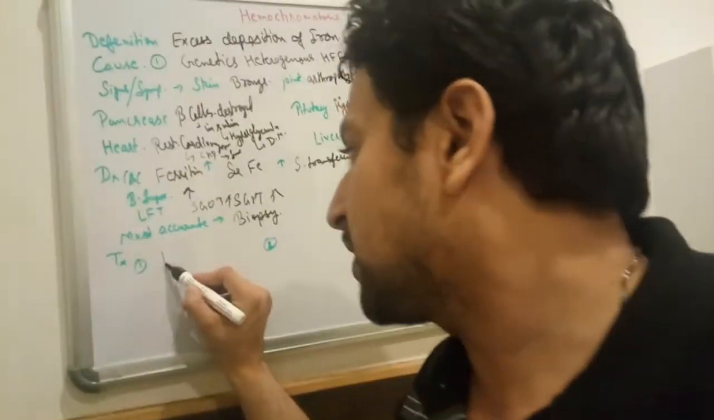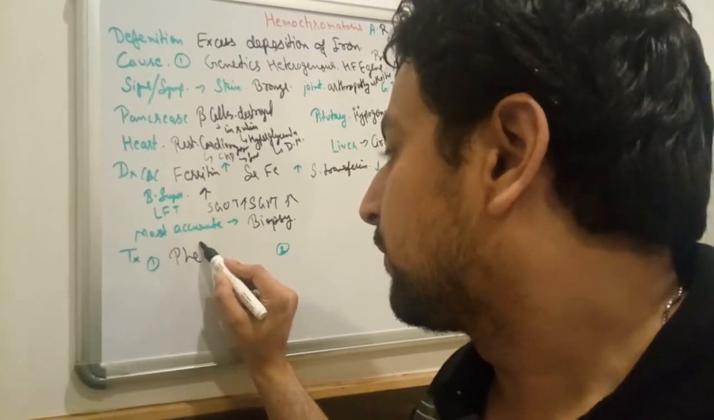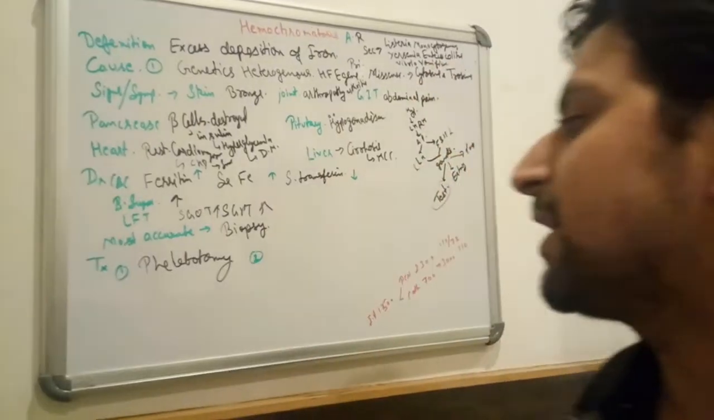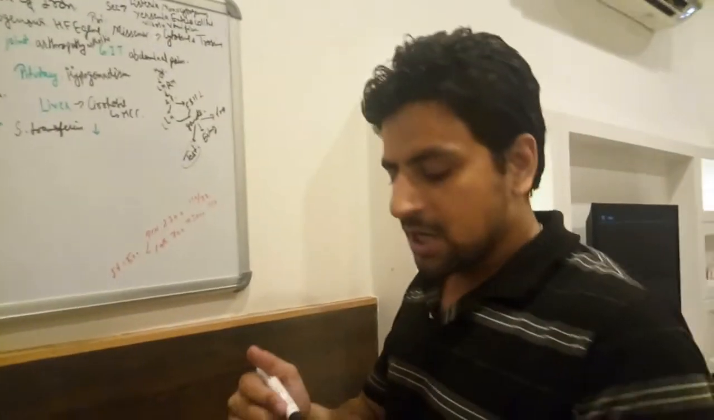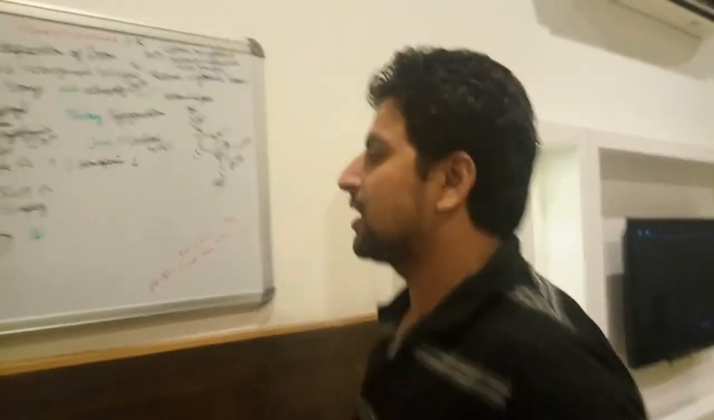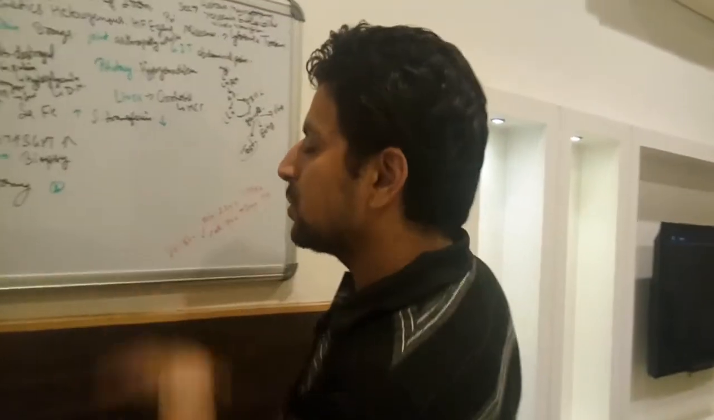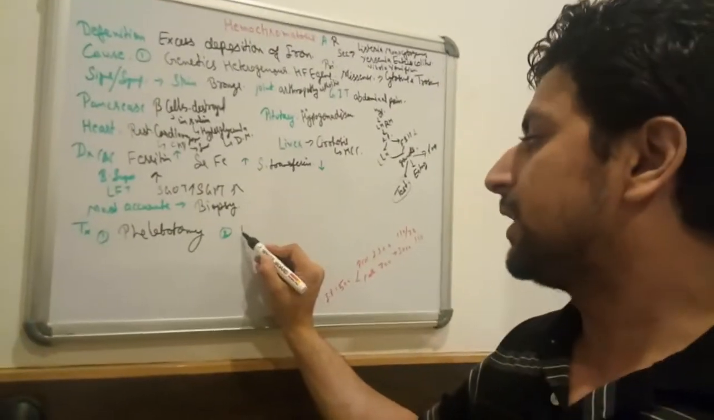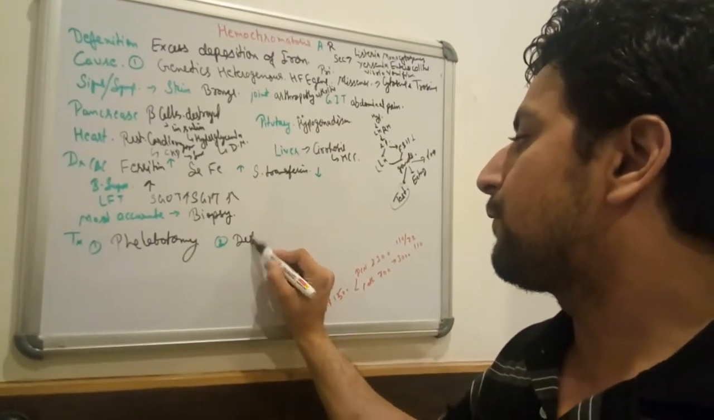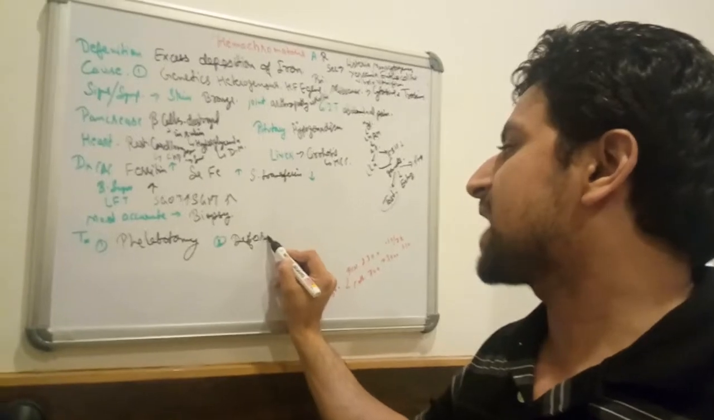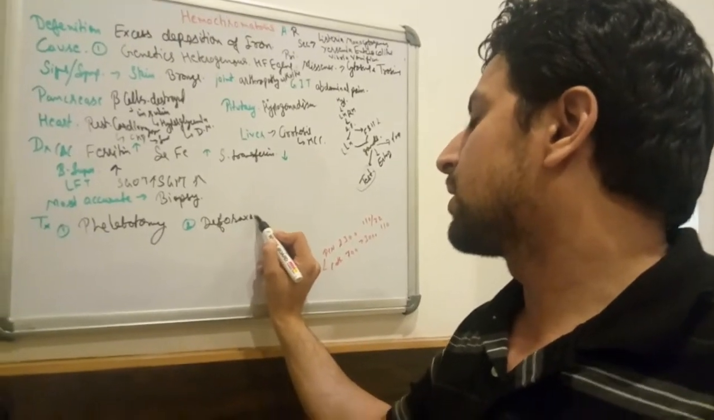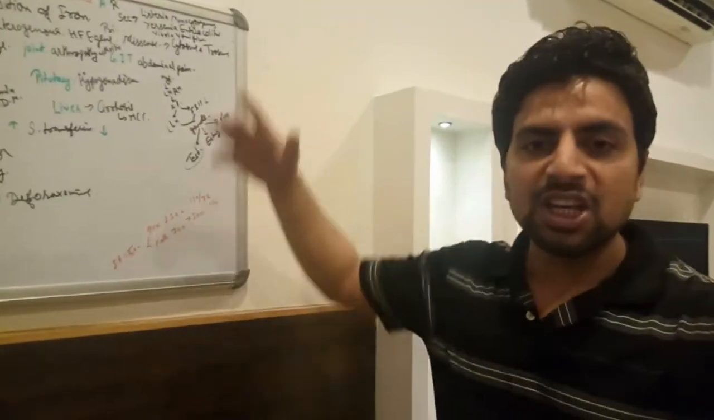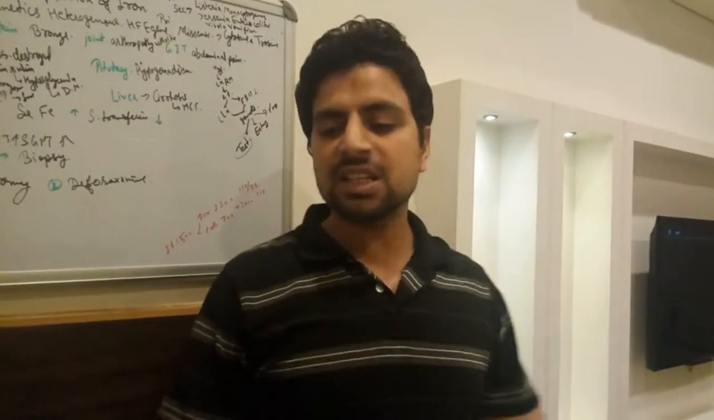What was the treatment? Phlebotomy is the treatment. Need to take blood every 3 weeks, or maybe 3 months, to reduce iron overload. And here, this deferoxamine drug we can use also. I hope this topic is clear.